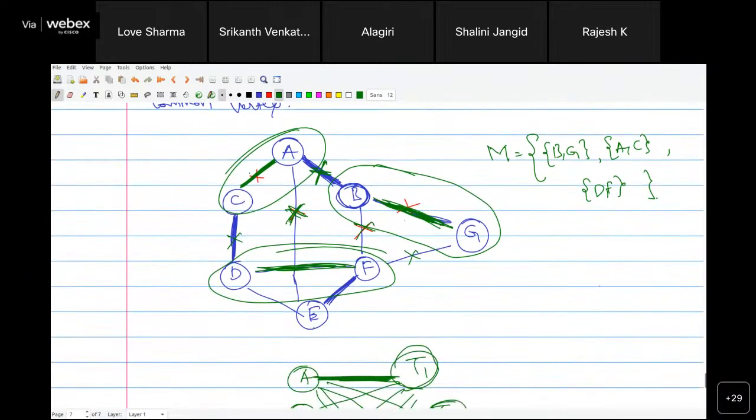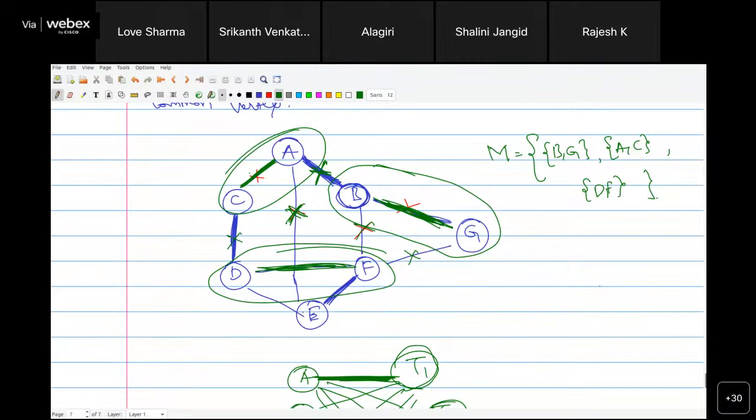And you see, if your graph has an odd number of vertices, then definitely in your matching set, you will always leave one vertex out, because each edge will take out two vertices. If you have an odd number of vertices in your graph, then definitely one vertex will remain. If you have an even number of vertices, then there is a possibility that a perfect matching can happen. Perfect matching means all the vertices are covered.